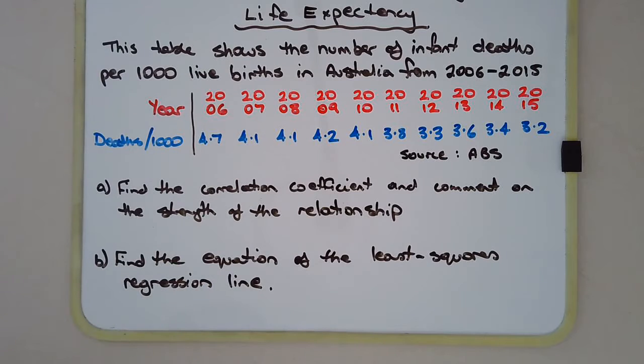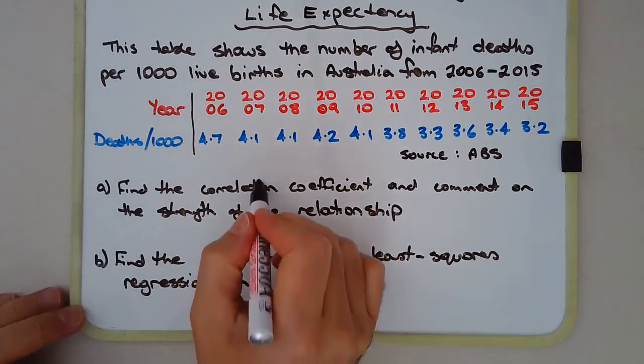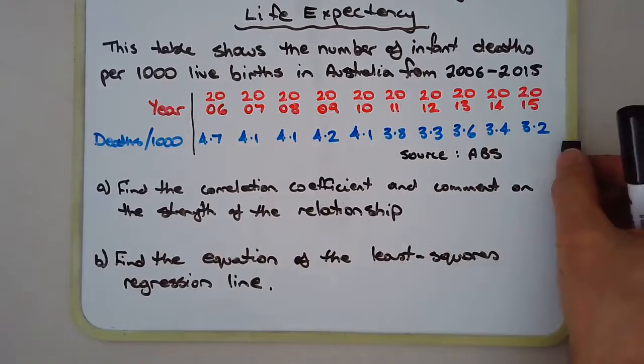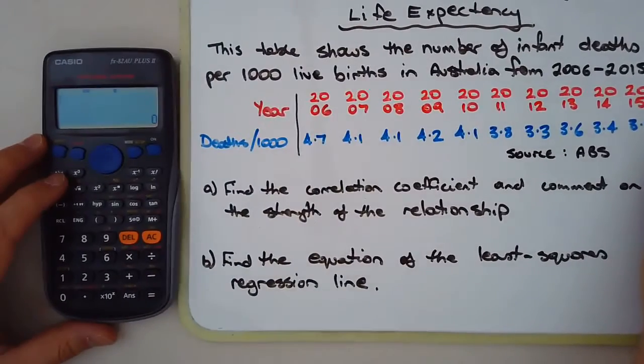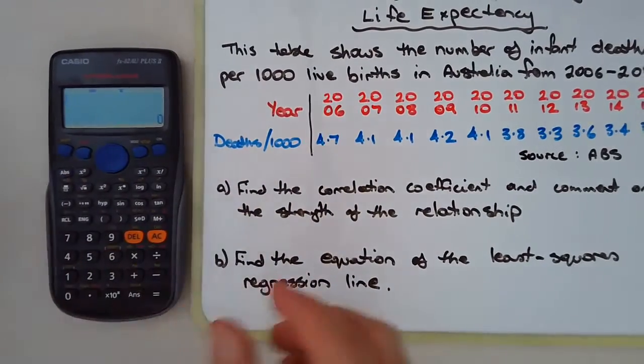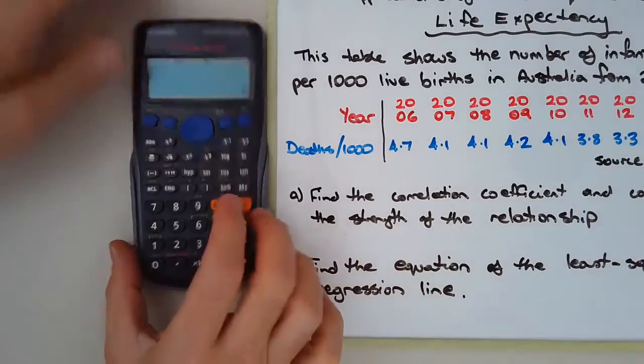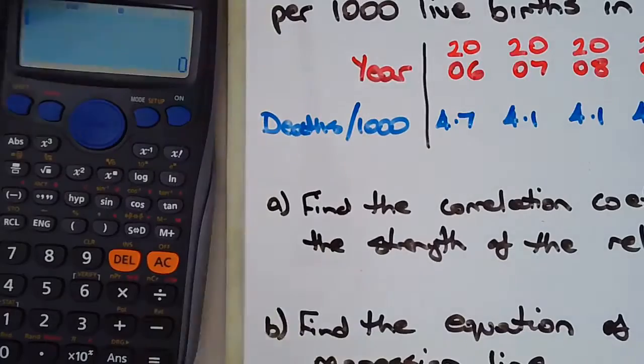That's where calculating the correlation coefficient, the pronumeral R, lets us make a better decision and justify the strength of the relationship. Part B, we're going to find the equation of the least squares regression line, and we'll do that later on. First things first, though, let's work out the correlation coefficient.